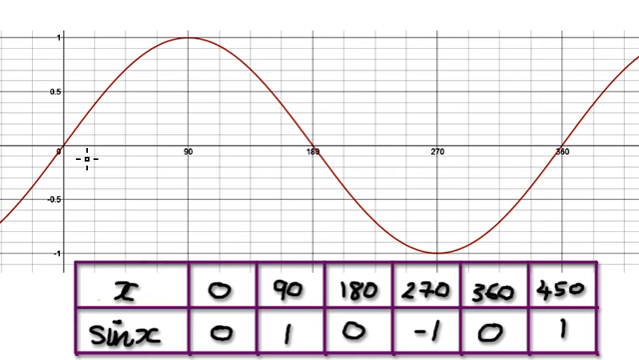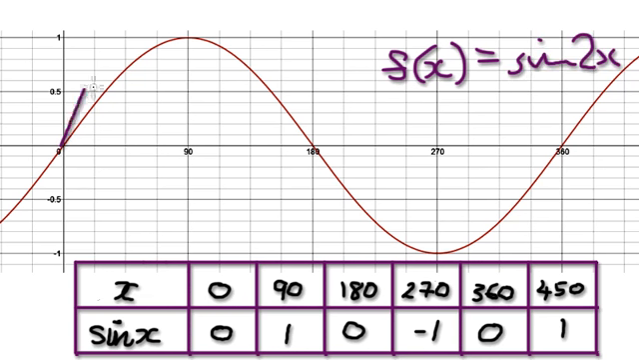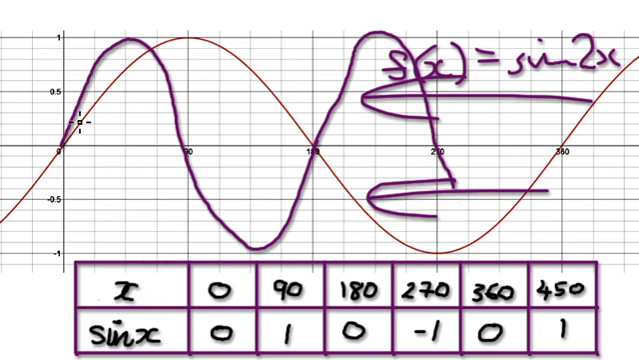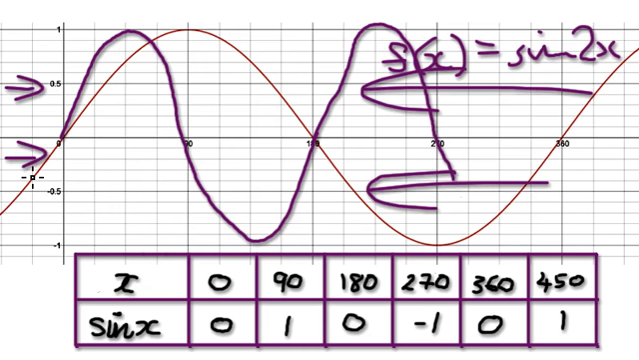So our function sine 2x will look like this, and it will continue like this, and so on. It's basically the same thing, but everything's being squeezed inwards here. And then on the negative side, it's also being squeezed in.